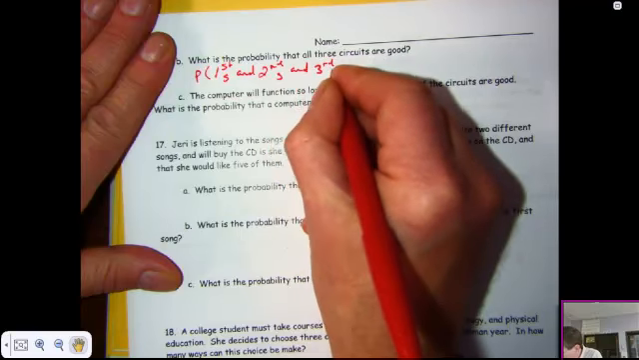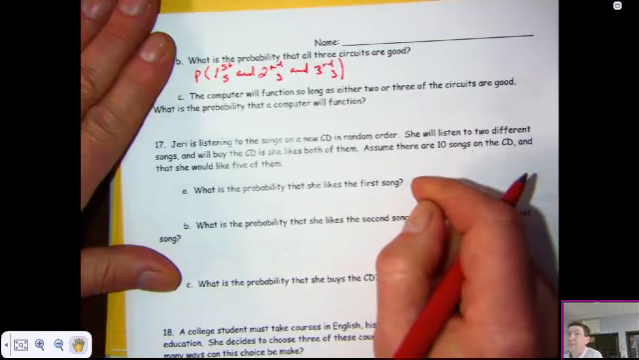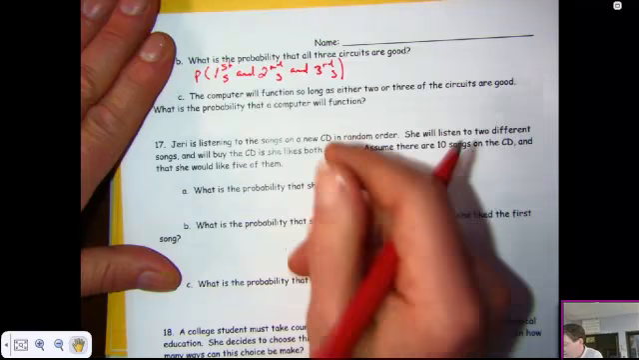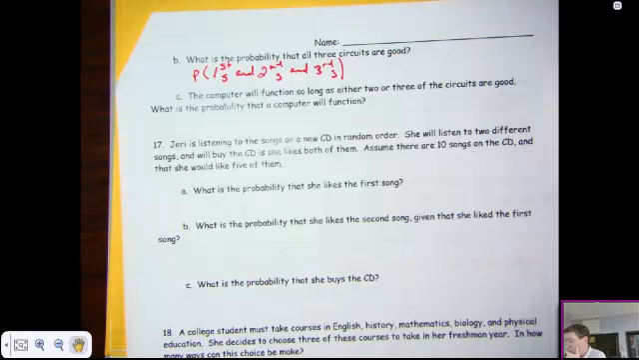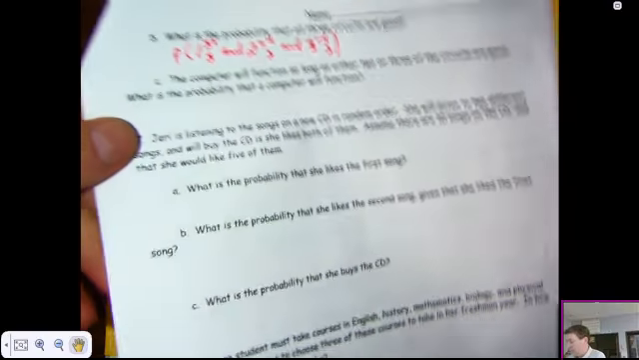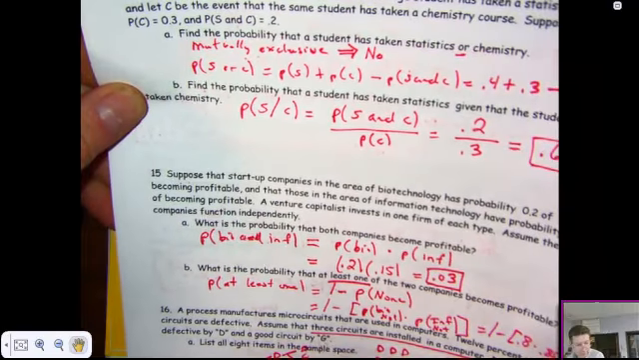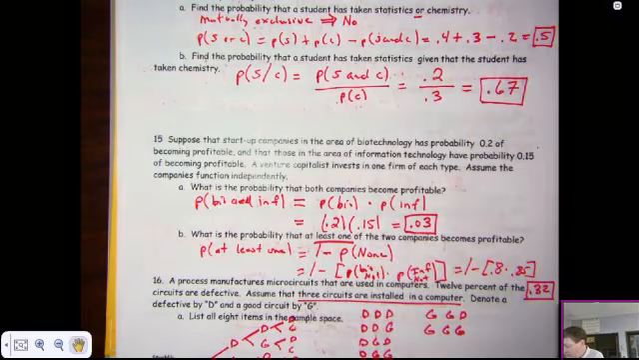Why can't you make it easy? Like 1 out of 8. Why do we have to do that? Probably all three circuits are good. Can we not just put 1 out of 8? No. Just go back and look. Why? Well, first off, are these events independent? Yeah. They're independent events, right?